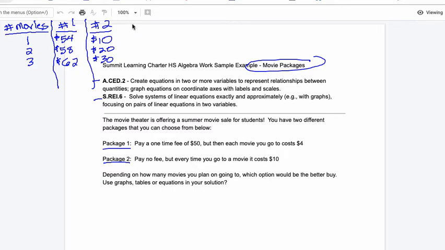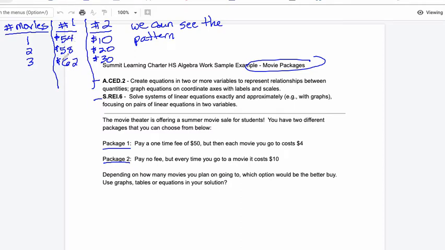And we can see the pattern in the chart. Again, if you're doing a work sample, this is showing your work. This is making sense of the problem. This is showing me that you understand that different packages cost different things and you're doing your work here. And you would want to show probably some work in terms of 54, 58, 62.